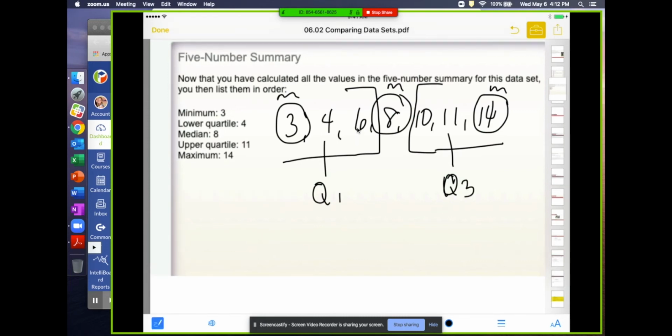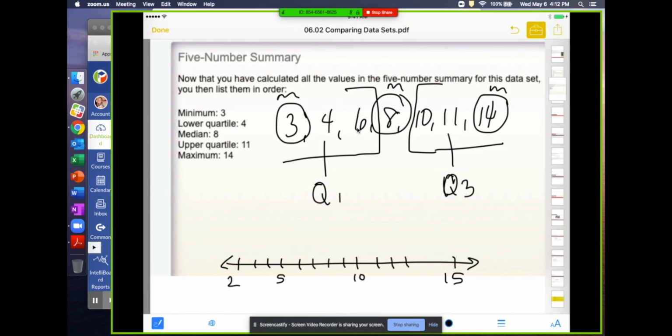So I do the minimum, maximum, median first. Those are the easier ones. And then I do my Q1 and my Q3. Now, I'm going to create a box plot. So kind of like a dot plot in the last lesson, you only want enough space for your minimum to your maximum. You don't really need anything else.